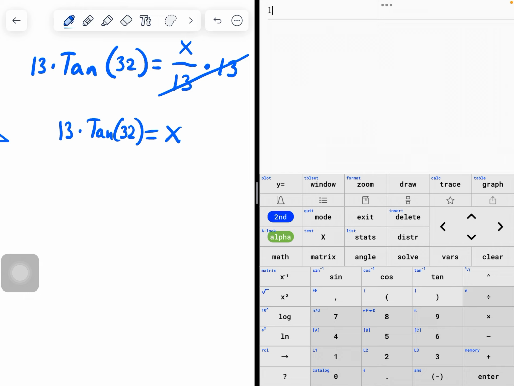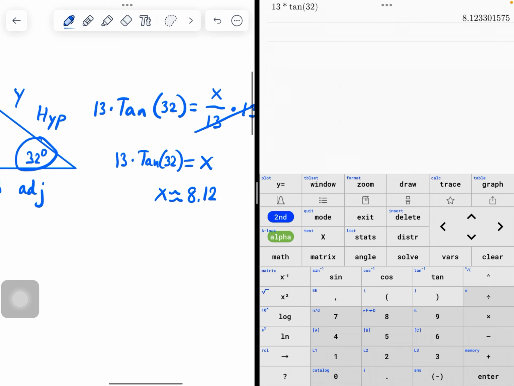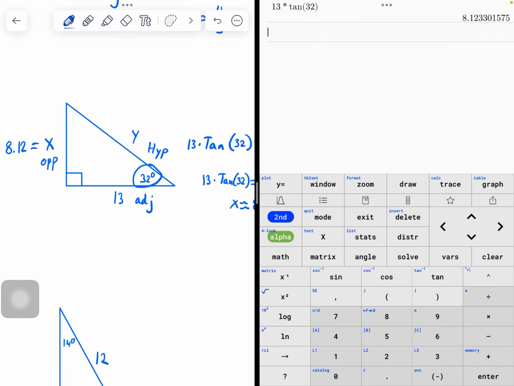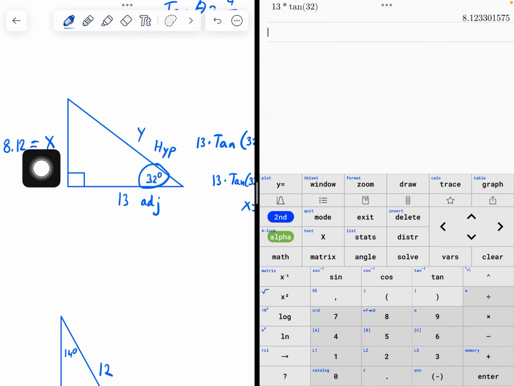So now when I type in 13 times the tangent, 32, and your sine, cosine, tangent buttons, they're all in the middle here, I get 8.12 if I round to 2 decimal places. So approximately 8.12 is going to be our answer for x. Looking at the side lengths here, that seems like a reasonable answer, because the other one was 13, 8.12 isn't too far off. And it looks like that should be the shorter side.